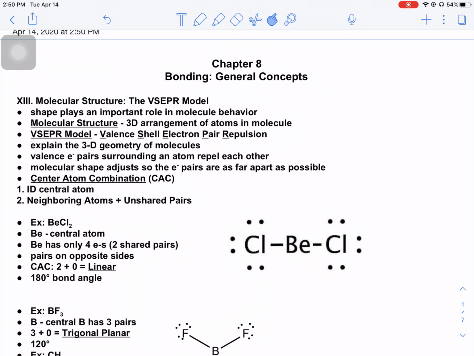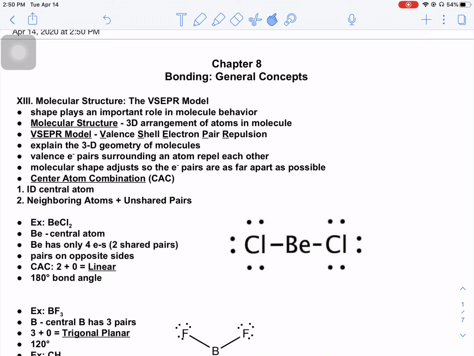Hey guys, welcome to day 14. Today's topic is the VSEPR model. Now, VSEPR stands for valence shell electron pair repulsion, and it is useful in determining the shape and bond angle of molecules.